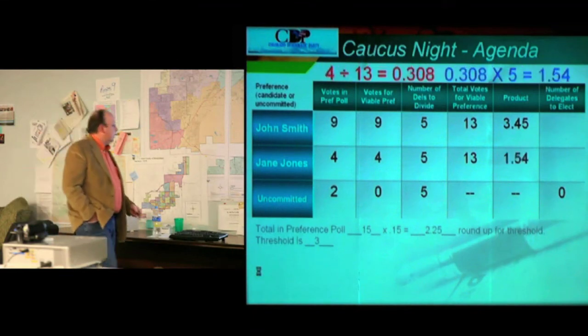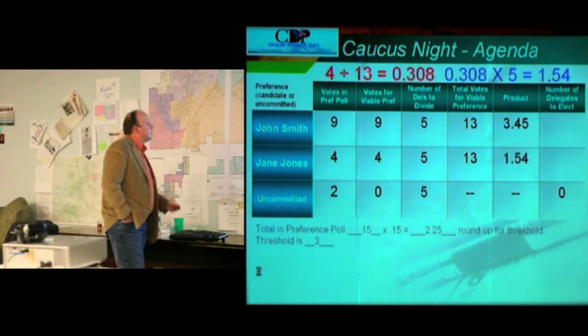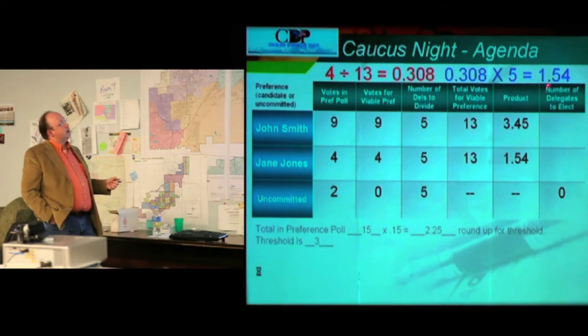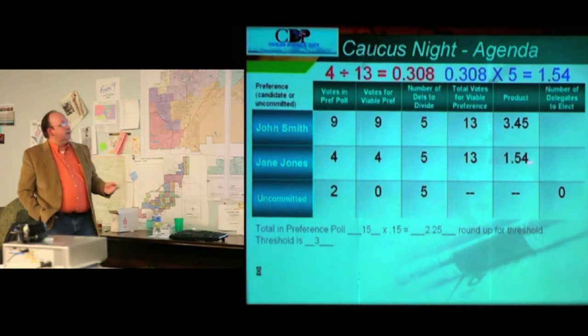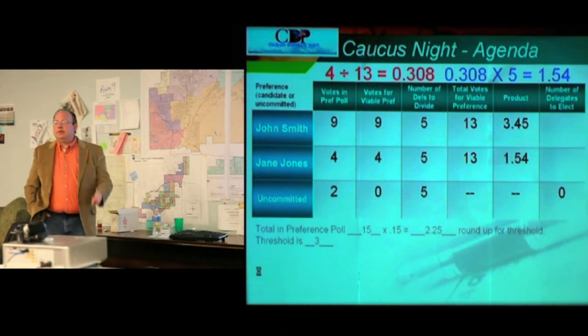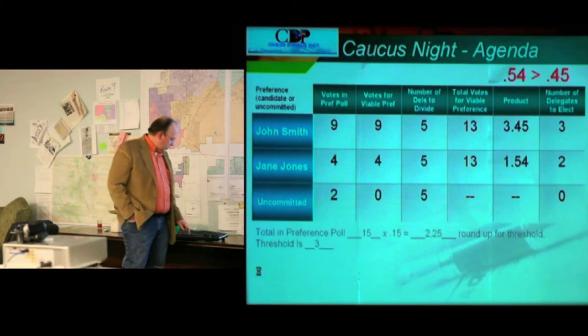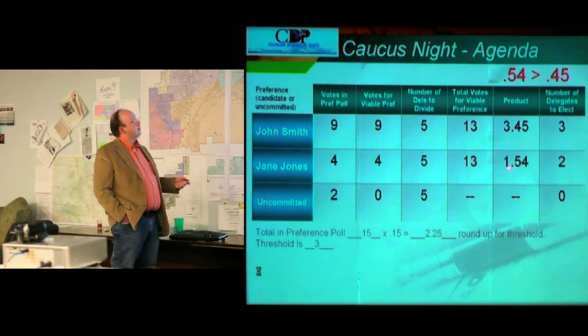Okay? And then Jane Jones, you do the same thing. 4 out of 13, 4 divided by 13 is 30.8%. I must have rounded the number up here. 30.8% times 5 is 1.54 delegates. So again, if you have hundredths of a delegate, we're done. The problem is counties don't really elect delegates by the hundredths. So this is where we figure out who gets what.